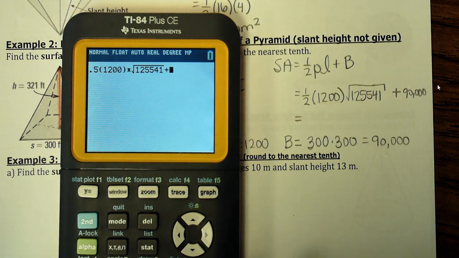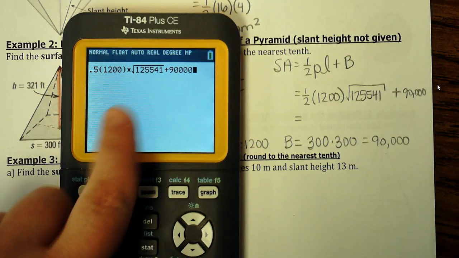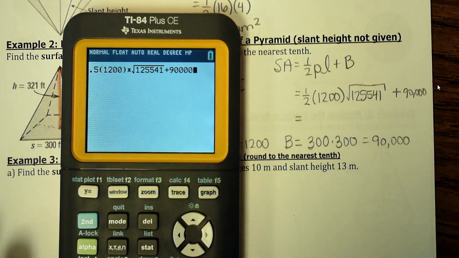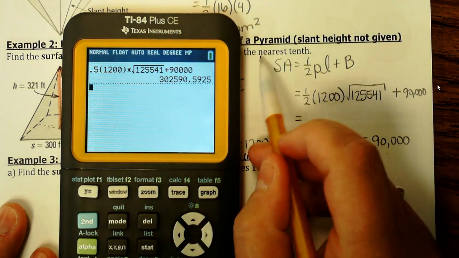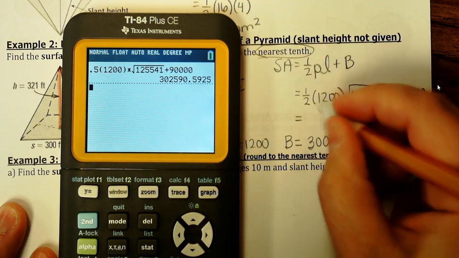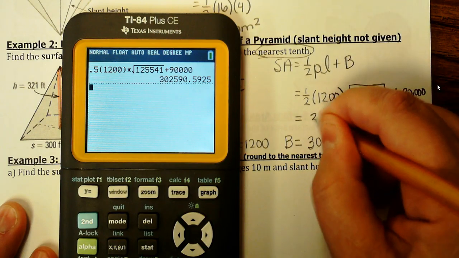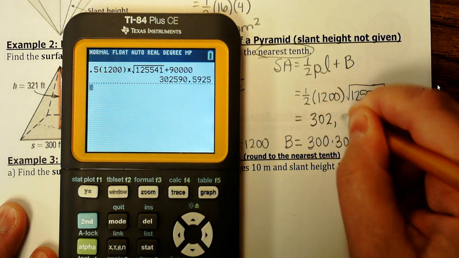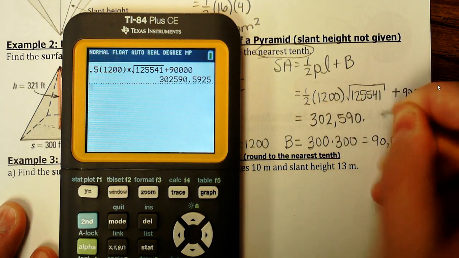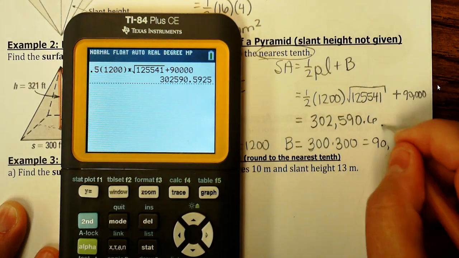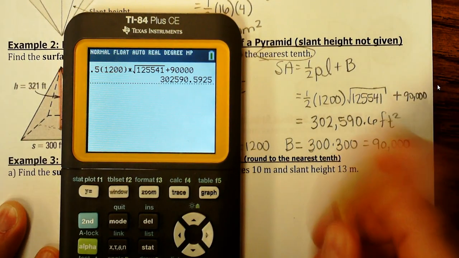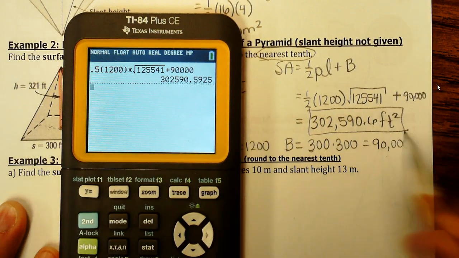And we're going to add 90,000, which will be the area of our base. So this first part's the lateral area, the 90,000 is the base, and that'll give us the total surface area. So my directions, if I go back here, say round to the nearest 10th. So I'm going to go 302,590.59, we're going to round that to 0.6, and this is going to be square feet. We are talking about a surface area here.